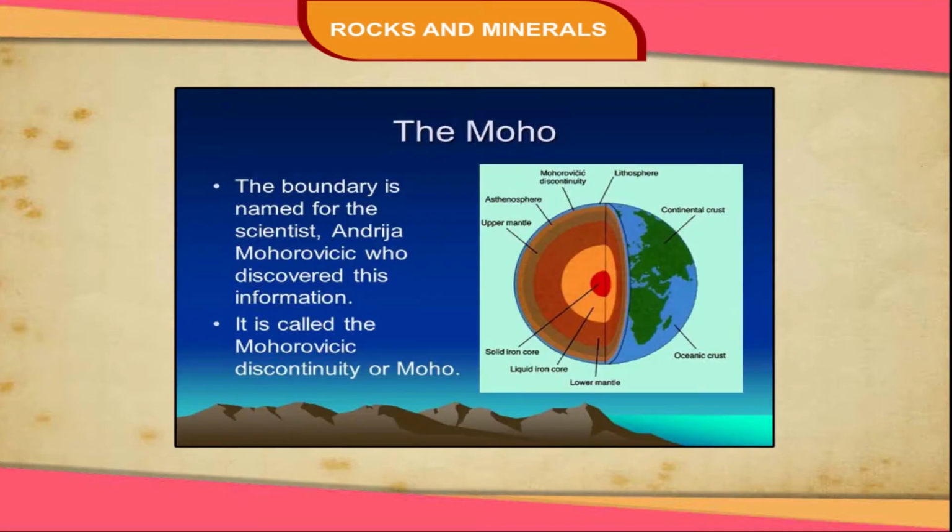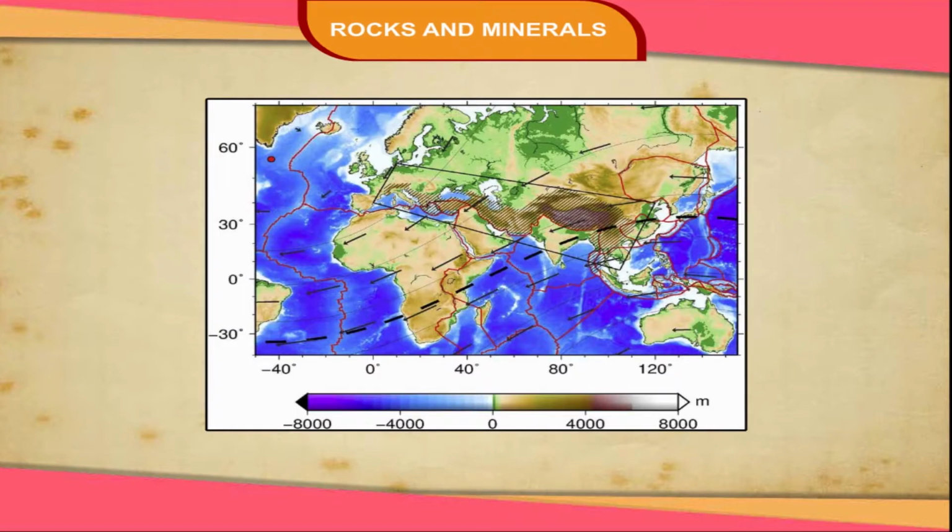The contact zone of the crust and mantle is called Mohorovicic or Moho discontinuity. The depth of Moho varies from 5 to 7 km beneath the surface of the oceans and 45 to 70 km below the folded mountains.